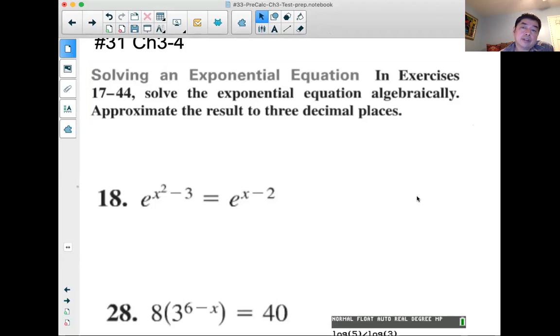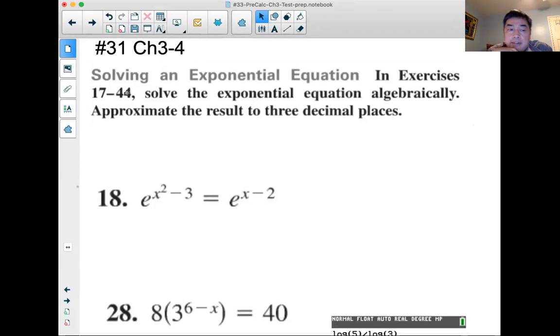Okay, this is quiz review for part three. I have two pages and 4 questions. The first one is solving an exponential equation. This is from chapter 3-4 and assignment 31.